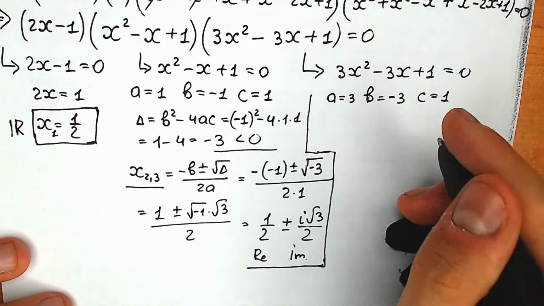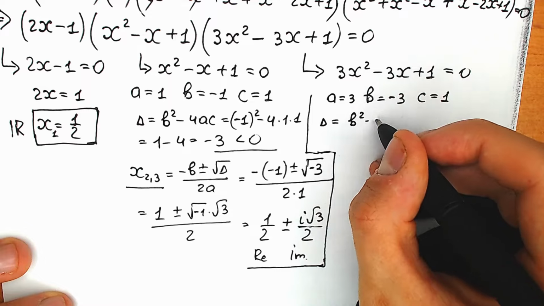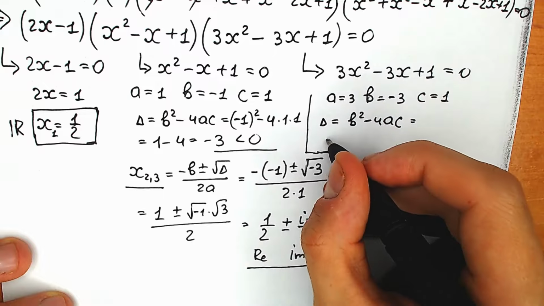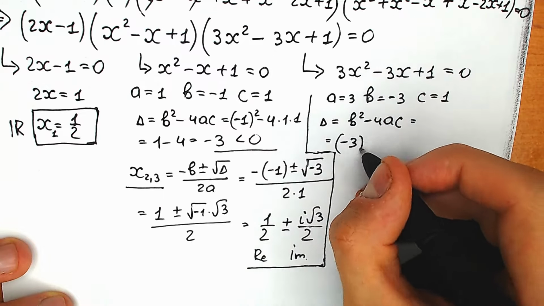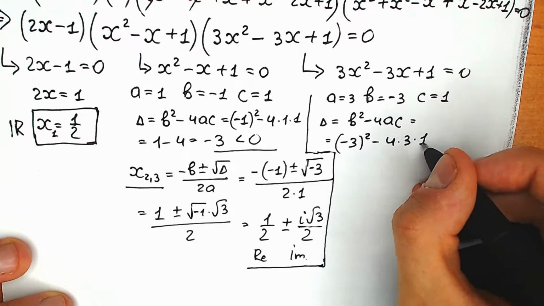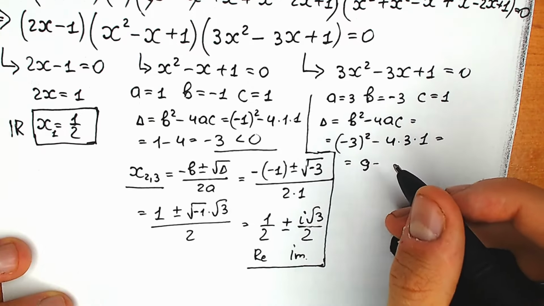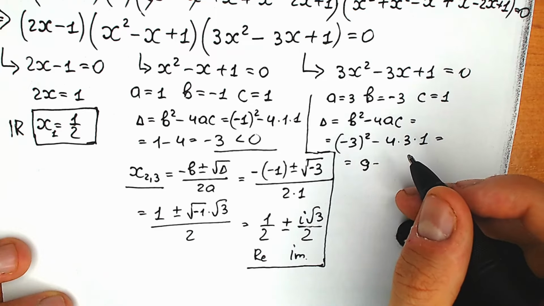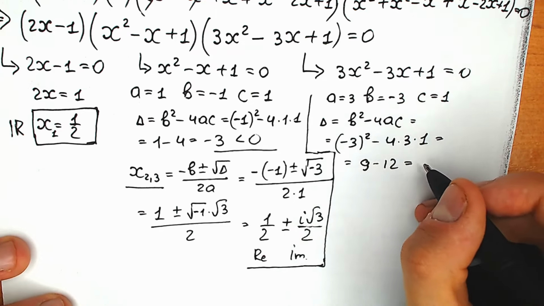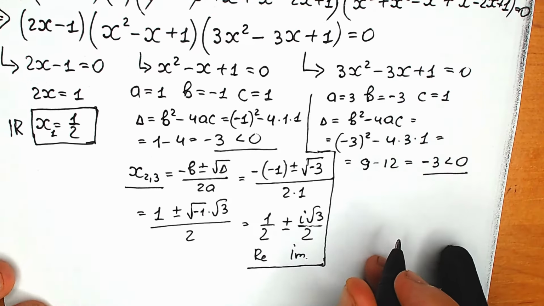Let's solve this quadratic equation. First of all, let's find the discriminant, equal to b squared minus 4ac. So we have b squared, minus 3 squared, minus 4 times a, which is 3, times 1. As a result, what can we get from here? So we have 9 minus 4 times 3. We have 12, yeah? 9 minus 12. And as a result, our discriminant is also negative. So it means that in this branch, we will have two complex roots.